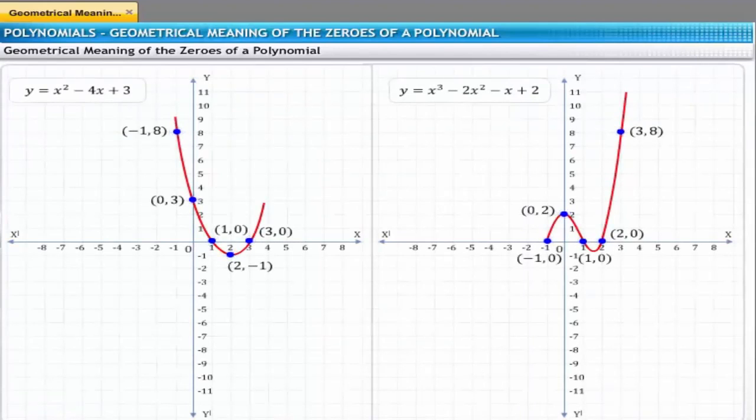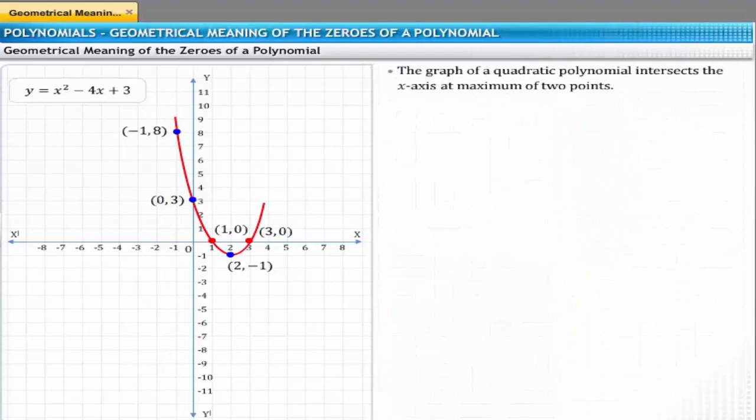We can also find the zeros of these polynomials by identifying the points where the graphs of the polynomials intersect the x-axis. Let's summarize the observations from the graphs. The graph of a quadratic polynomial intersects the x-axis at a maximum of 2 points. Therefore, a quadratic polynomial can have a maximum of 2 zeros: 1, 2, or no zeros.